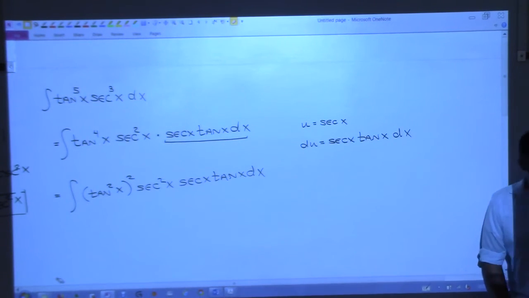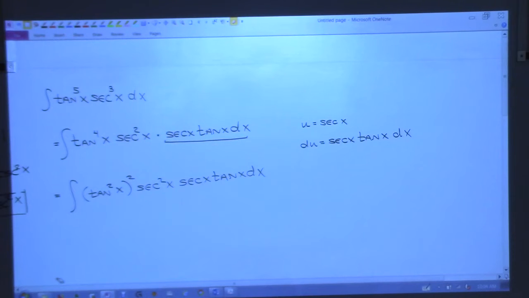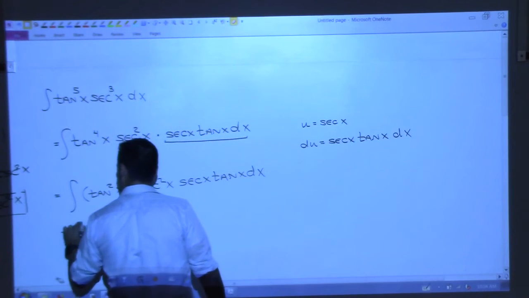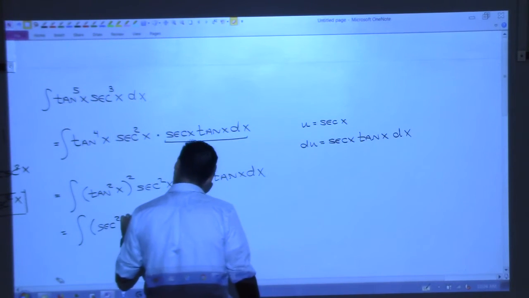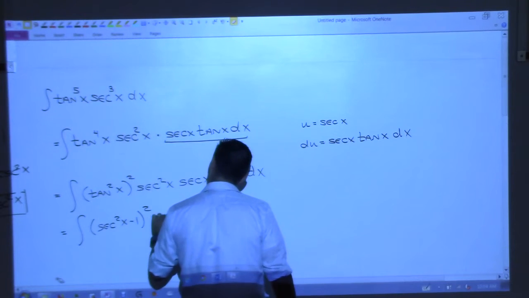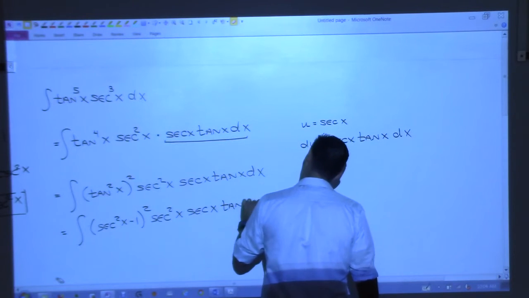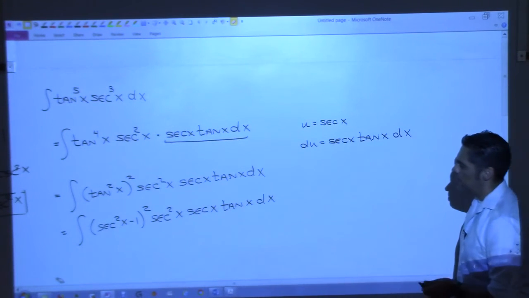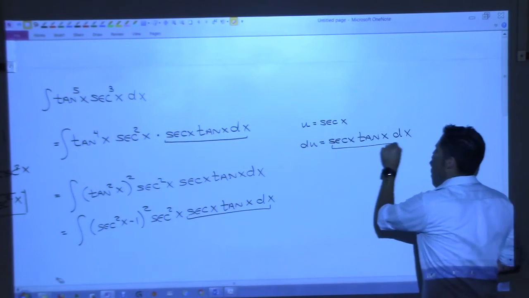Now tangent squared can be written how? Secant squared x minus 1. So you just take this identity, you're solving for tangent squared, you subtract 1 on both sides. So tangent squared x is secant squared x minus 1. All right, there we go. Everything is in terms of secant, except for this last part, but that's okay because that's du.